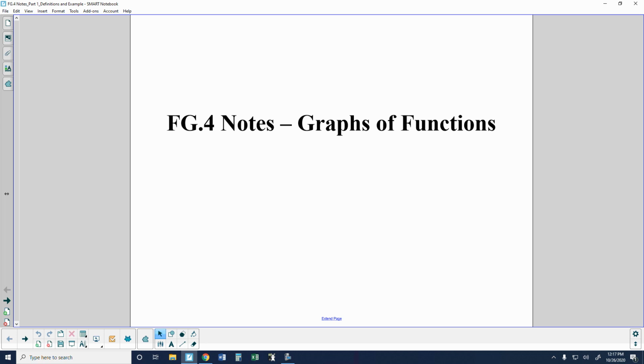Today we're going to be talking about graphs of functions. We're working on the FG.4 notes. This target is part of Unit 2, technically. We did take the Unit 2 test already, and so I'm kind of splitting this off a little bit. The purpose was mainly to shorten the length of your test, but also allow us to focus on a variety of functions in this target.